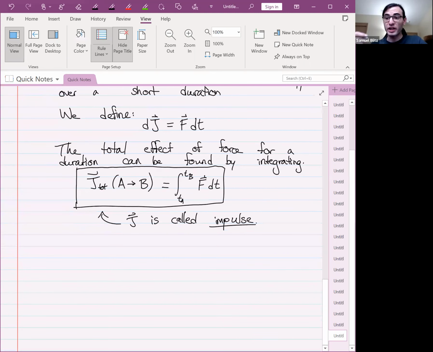So this quantity impulse is similar to work, but it has a few differences, and it implies that they are separate things. They're kind of related, but they are 100% separate.